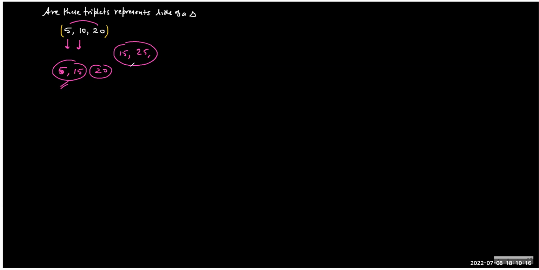Did I make some mistake? 25. Oh, so what is the number left? 10. So you can see, does 10 lie between 15 and 25? The 10 is less than 15, right? So it will never fall in the range of 15 and 25. So this is again not possible. You can choose any pair, it will be true.